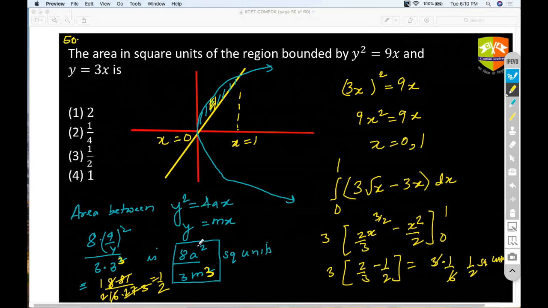Anyways, this is a very, very specific formula. So even if you don't know it, that's fine. That's only meant for the case of a parabola y square is equal to 4ax and the line y is equal to mx.